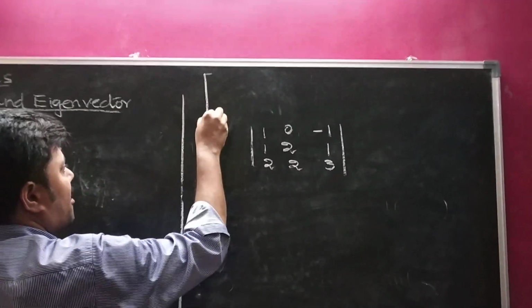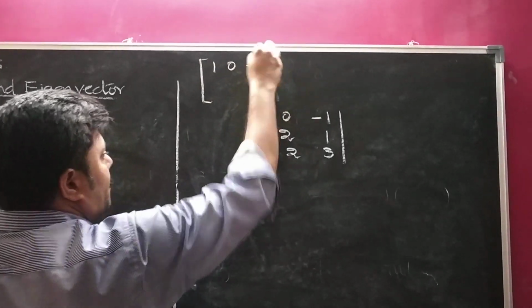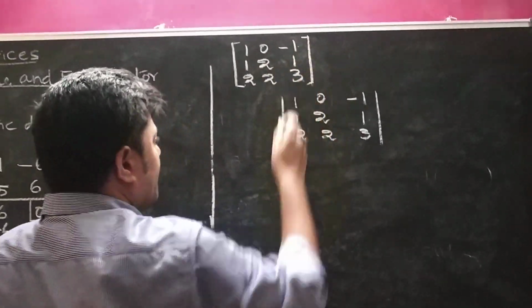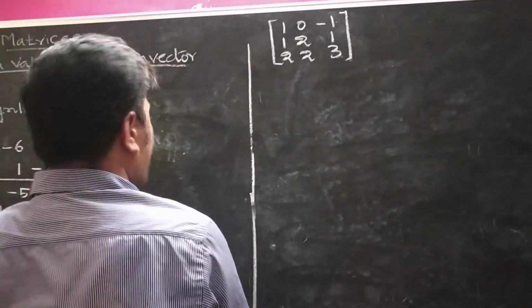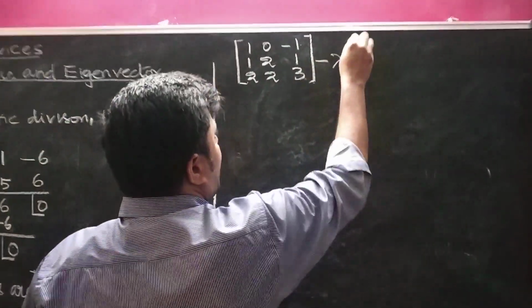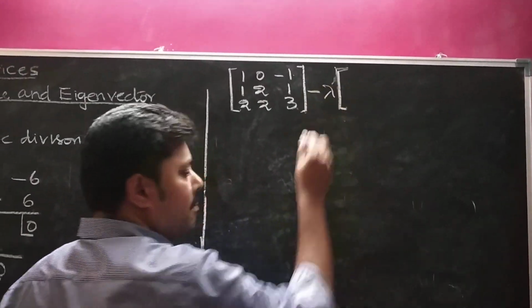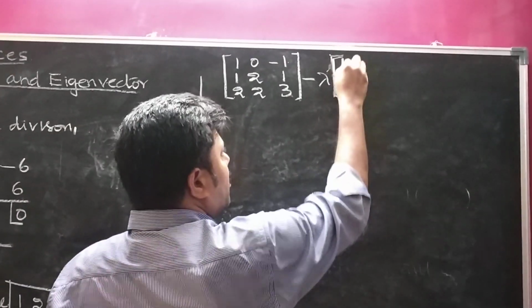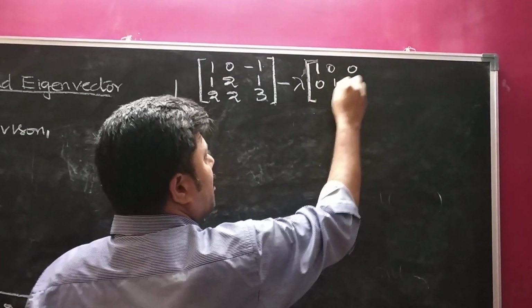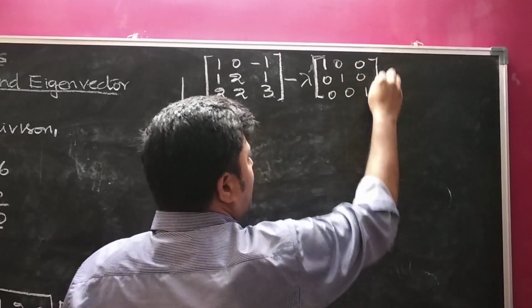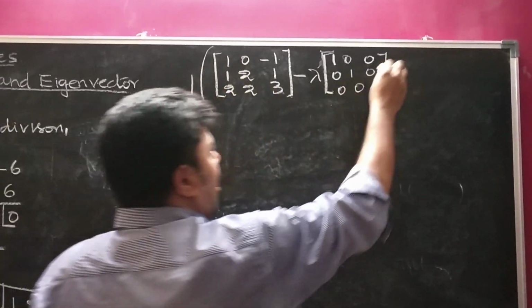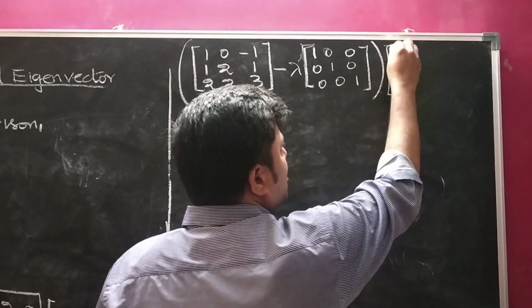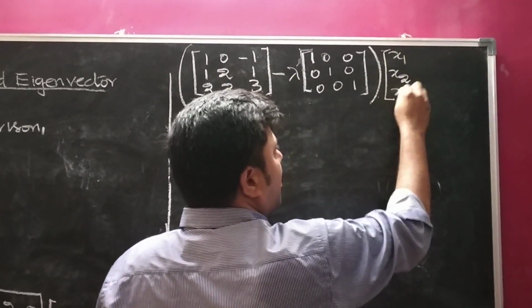A is the given matrix, that is [1, 0, minus 1; 1, 2, 1; 2, 2, 3]. A minus lambda into I, I is the unit matrix. The given matrix is of order 3, therefore write it in order 3. So our unit matrix is [1, 0, 0; 0, 1, 0; 0, 0, 1] into x. What is x? x is a non-zero column vector. So the non-zero column vector for 3 by 3 is x1, x2, x3.